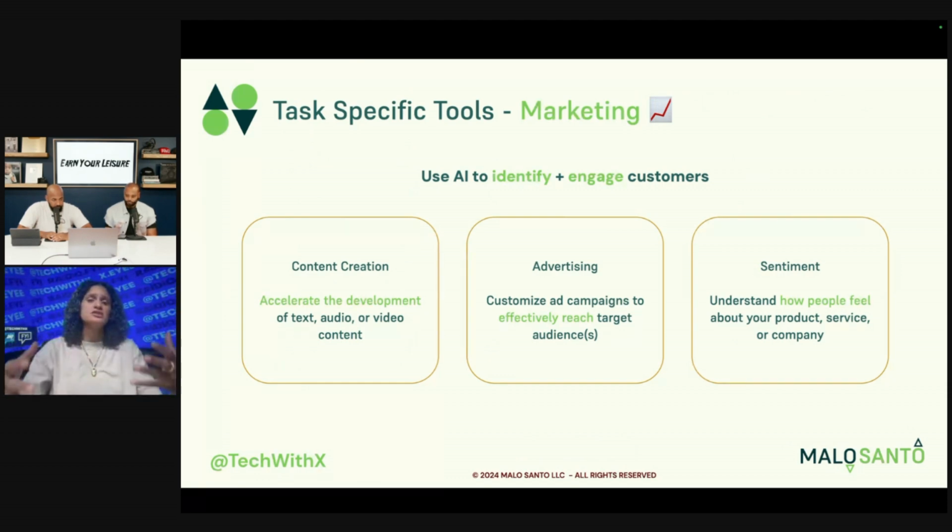There's a couple of different ways you can use AI for that. The first is around content creation. You can accelerate the development of either text, audio, or video content to promote your business. Whether that's, I'm trying to come up with a new jingle to put behind my advertisement, you could pull a BBL Drizzy and use a Suno or an Udeo to do that.